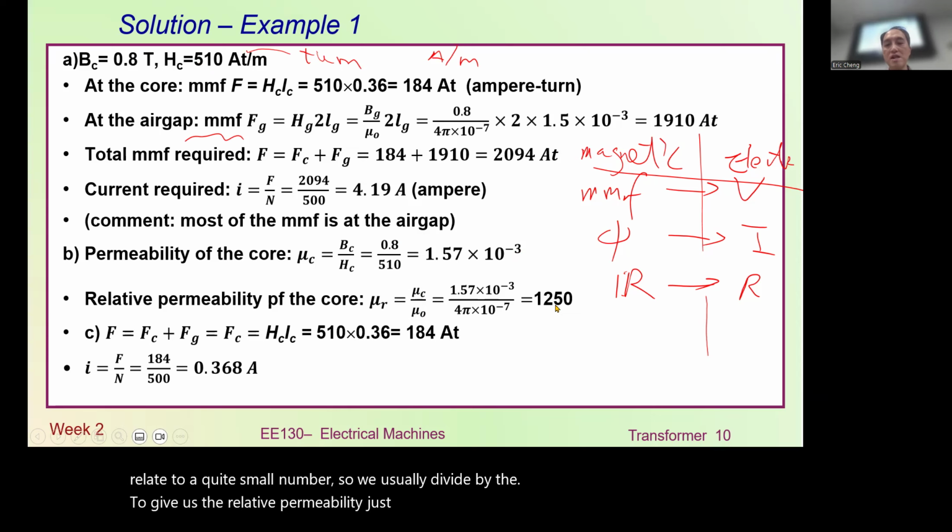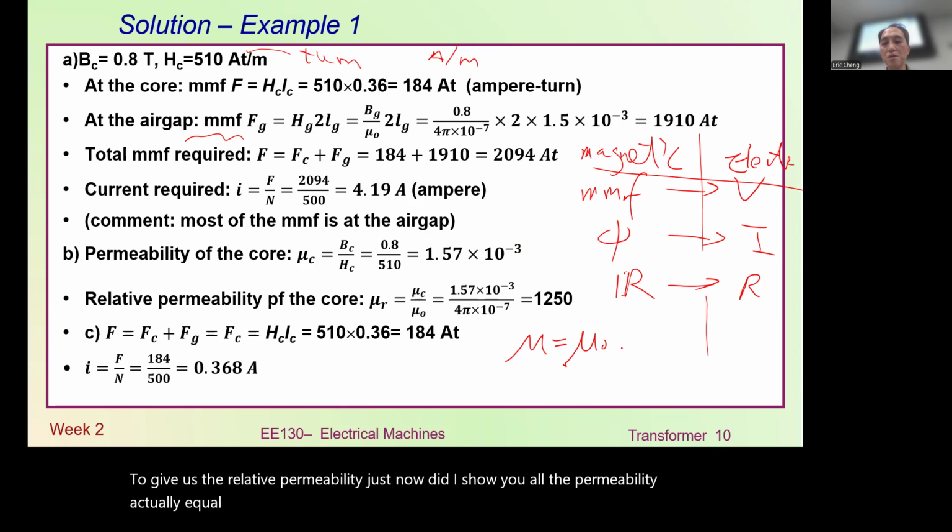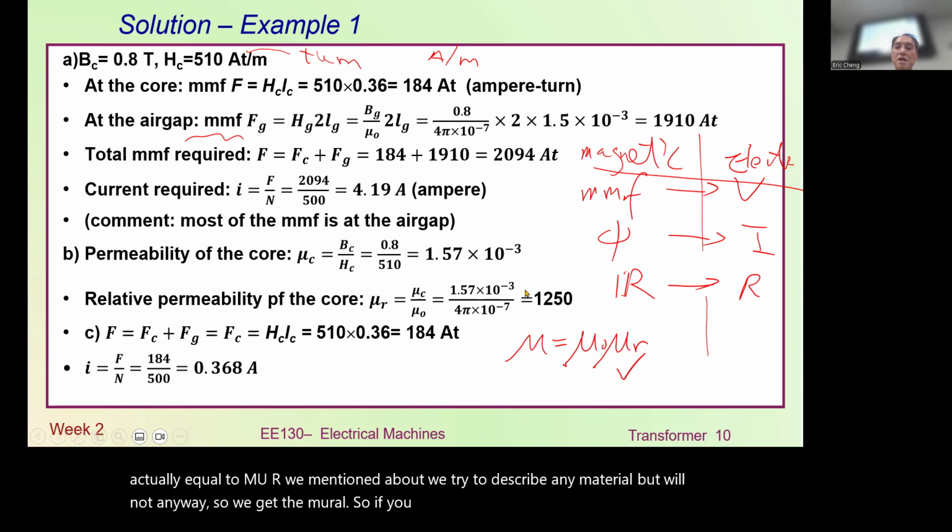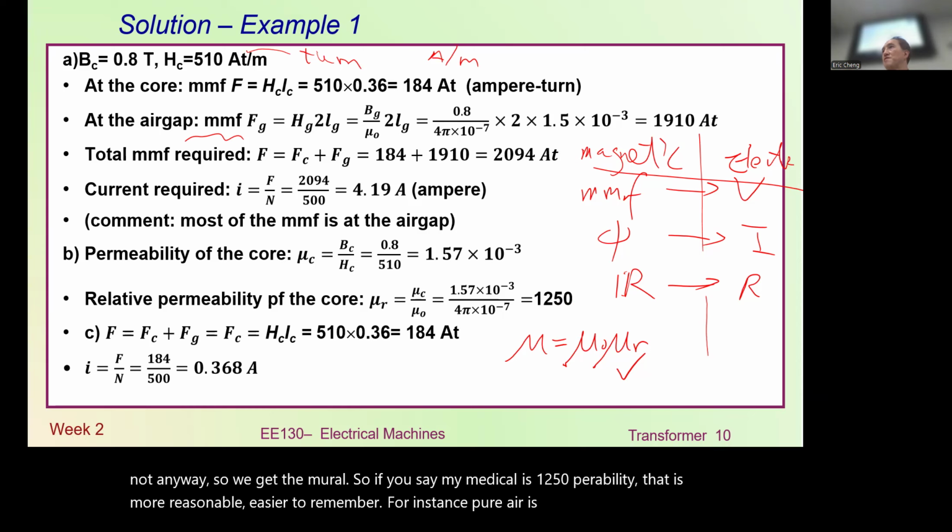Just now I showed you that the permeability is equal to mu naught times mu r. We try to describe any material relative to mu naught anyway. So if you say my magnetic core has a relative permeability of 1250, that is more reasonable and easier to remember. For instance, air is 1, and iron will be something like a few thousand.